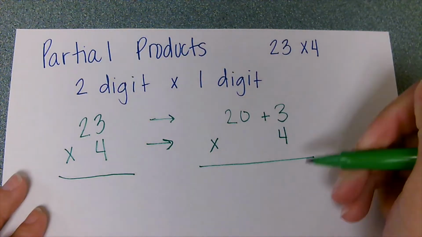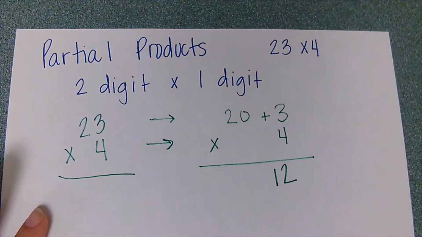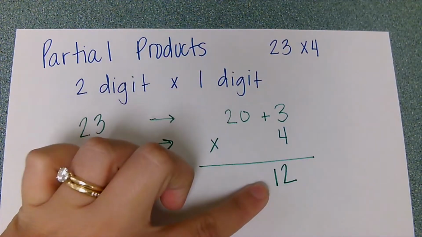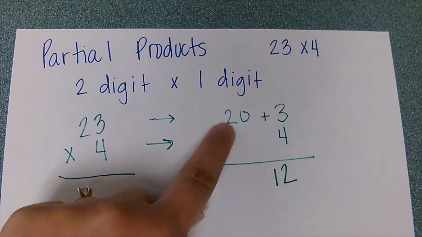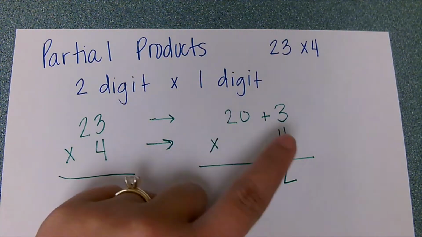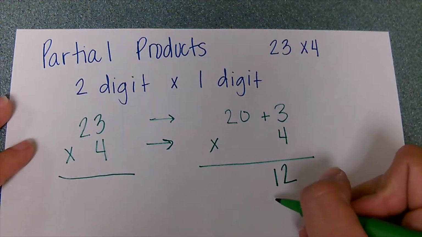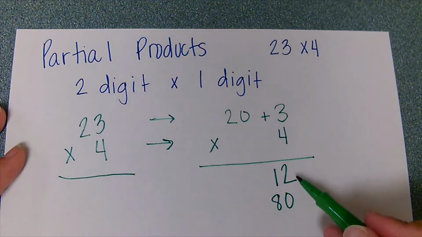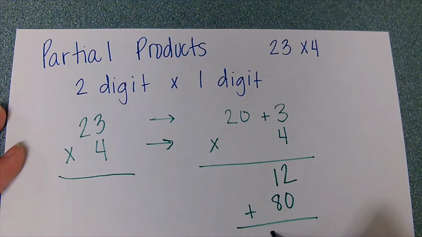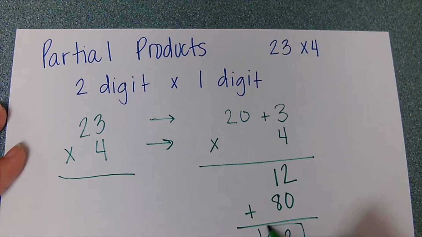So 3 times 4 is 12. There is no carrying. You're just going to go ahead and put your answer. 3 times 4 is 12. And now we know that this is now a 20, not a 2, because it's in our tens place. 4 times 20 is 80. Once you have found your partial products or part of your answer, you're going to add them up to get 92 as your product or your answer.